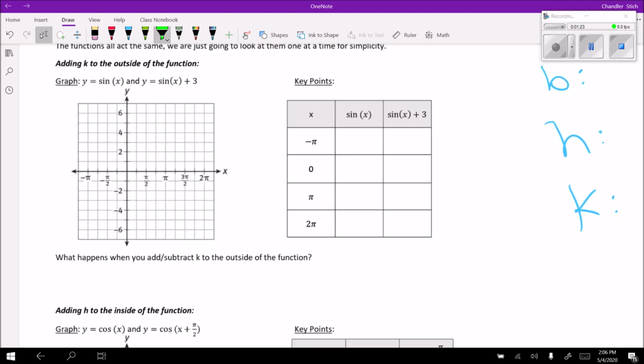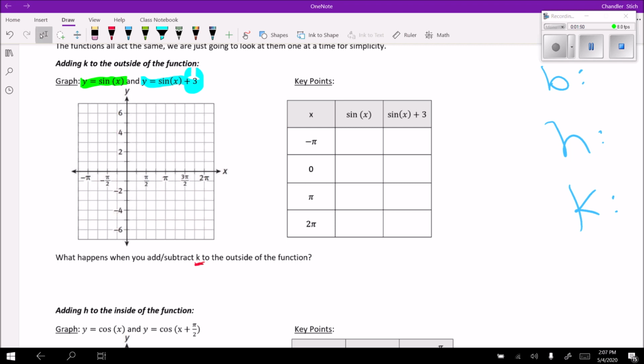Sine x, I want to graph two things. I want to graph sine of x, and I want to graph sine of x plus 3. Now notice where that plus 3 is on the outside of the parentheses. So if I'm doing on the outside of parentheses, I'm looking at k. So that's what we're going to figure out. What does this graph look like? All right, so we should probably graph one at a time.